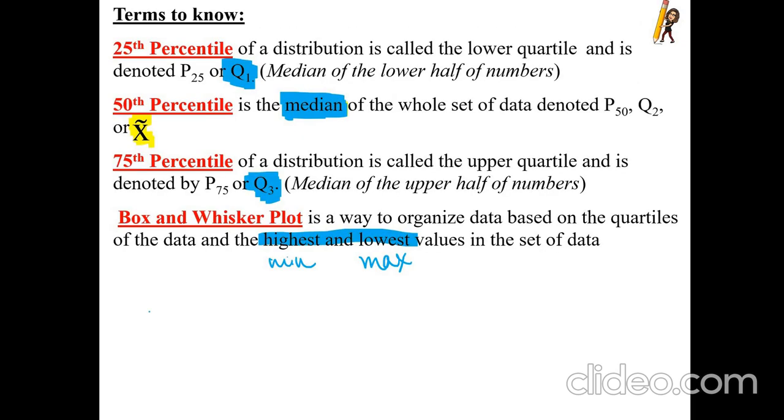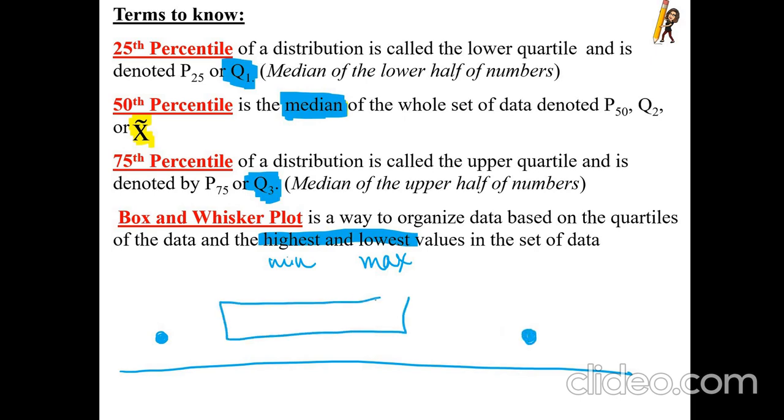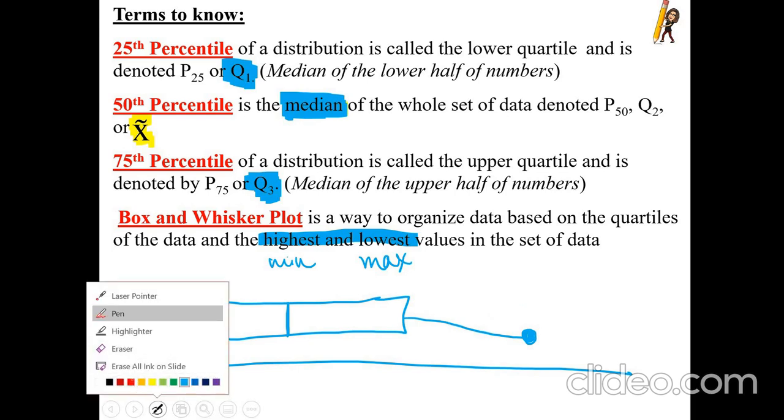Oh, I didn't mean to advance. Sorry. So if you've never seen a box and whisker plot, typically you have a number line, and then you have a couple dots, and then you have some sort of box with another line inside the box, and then you have these lines connecting the box to those two dots.